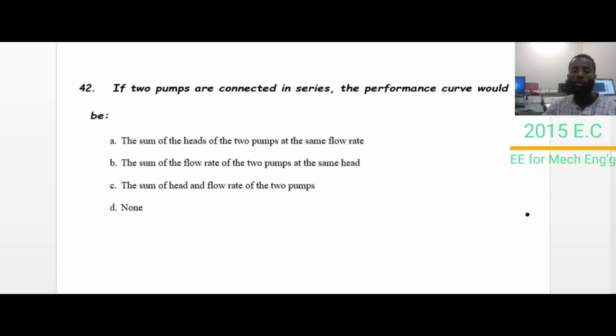Question number 42. If two pumps are connected in series, the performance curve would be: A. The sum of head of the two pumps at the same flow rate. B. The sum of the flow rate of the two pumps at the same head. C. The sum of head and flow rate of the two pumps. D. None. So here we are given two pumps connected in series, and we are asked to tell the performance curve that would be developed.